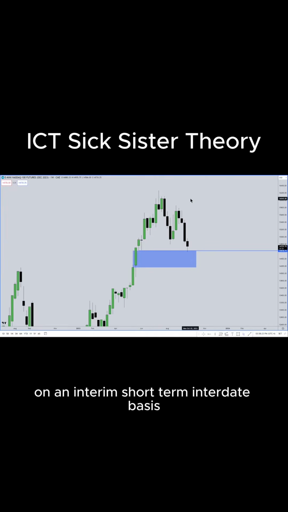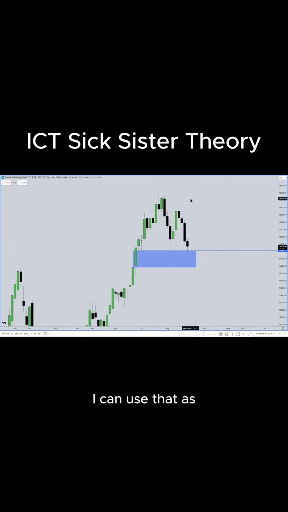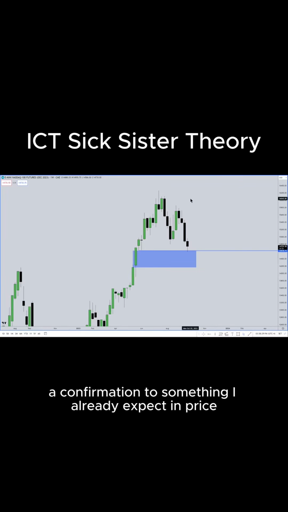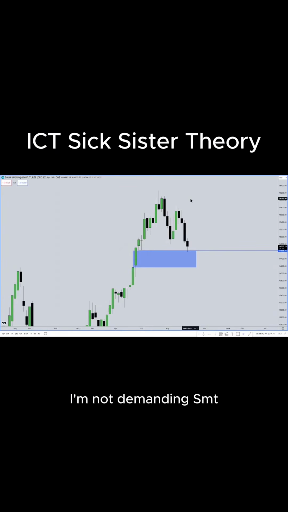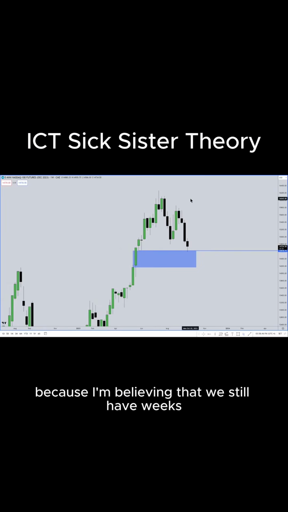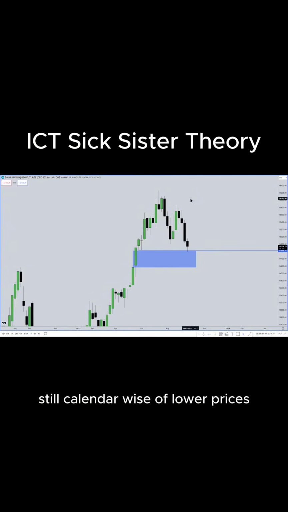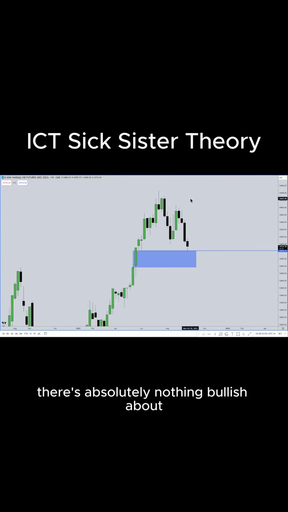On an interim, short-term intraday basis, I can use that as a confirmation to something I already expect in price. So I use SMT in that regard as one more confluence. I don't need SMT, but I like it to be in certain trades. I'm not demanding SMT to try to call the bottom in the S&P and the NASDAQ yet, because I'm believing that we still have weeks, calendar-wise, of lower prices. There's absolutely nothing bullish about equities right now.